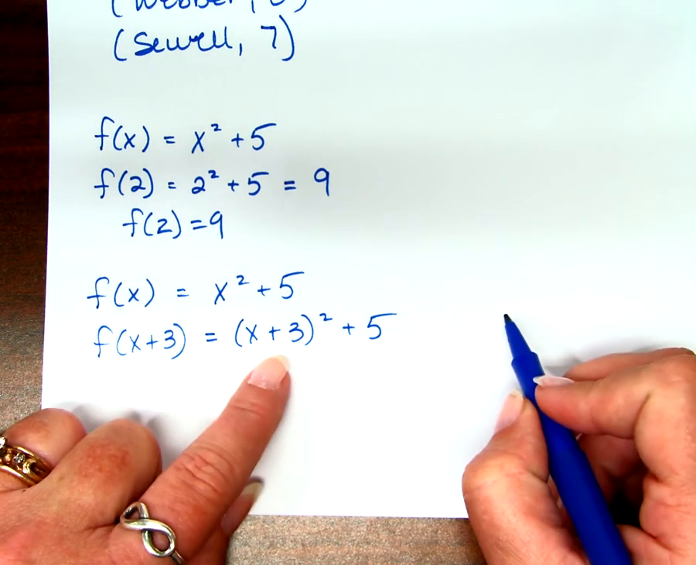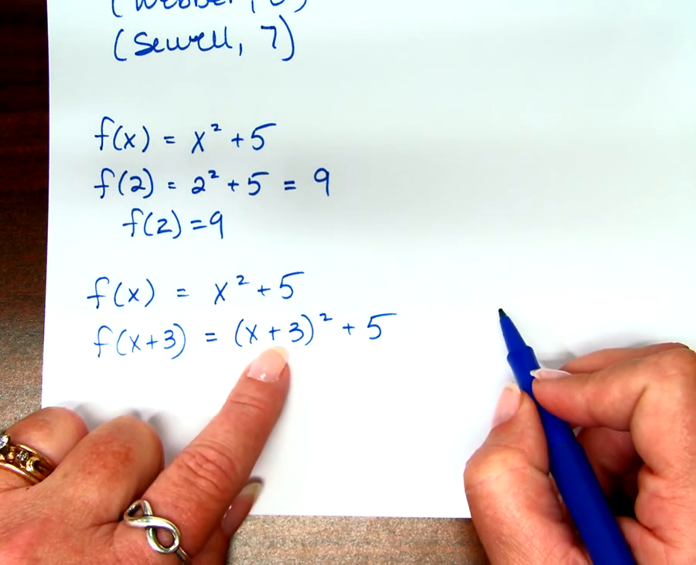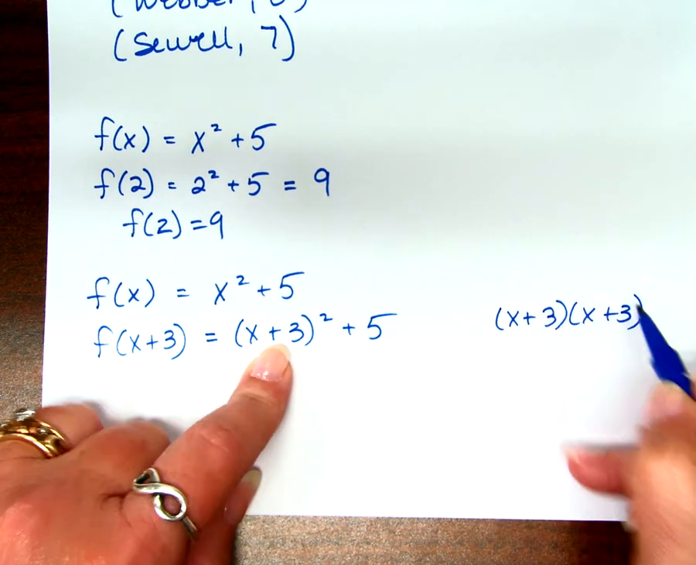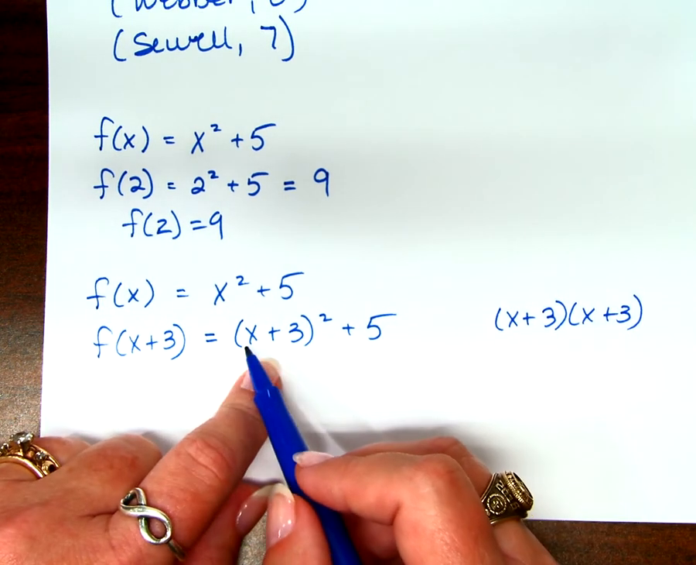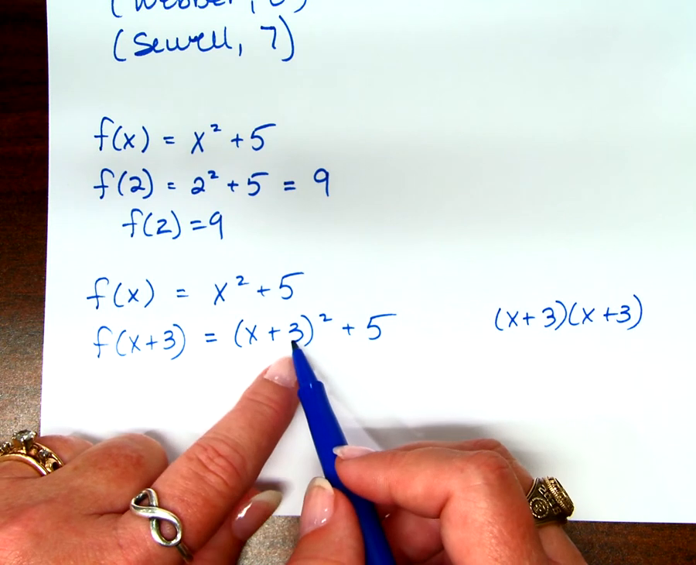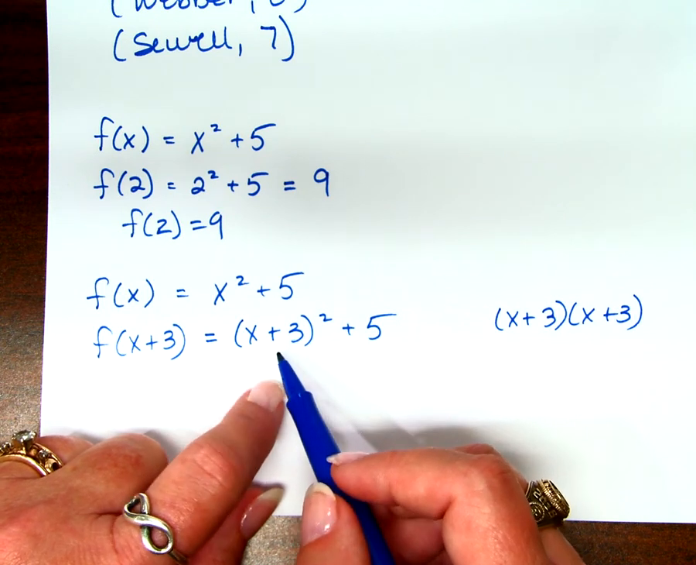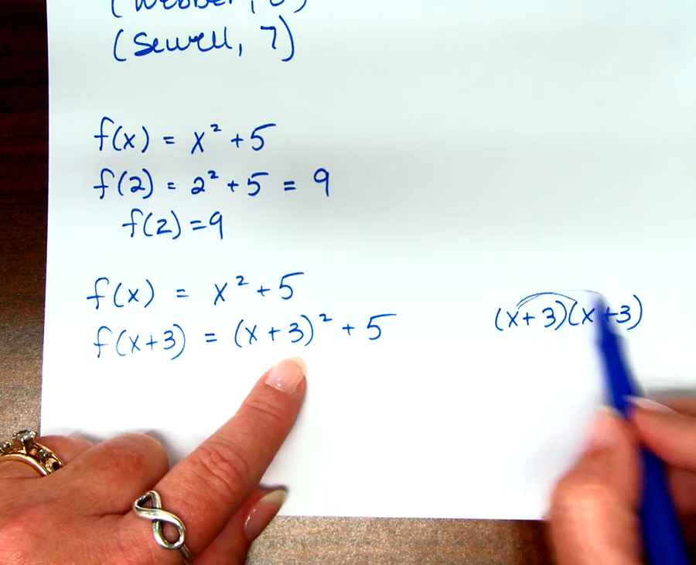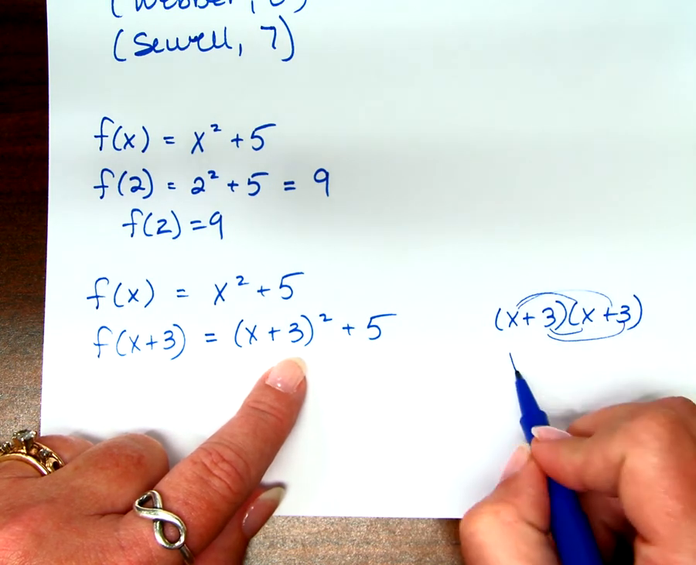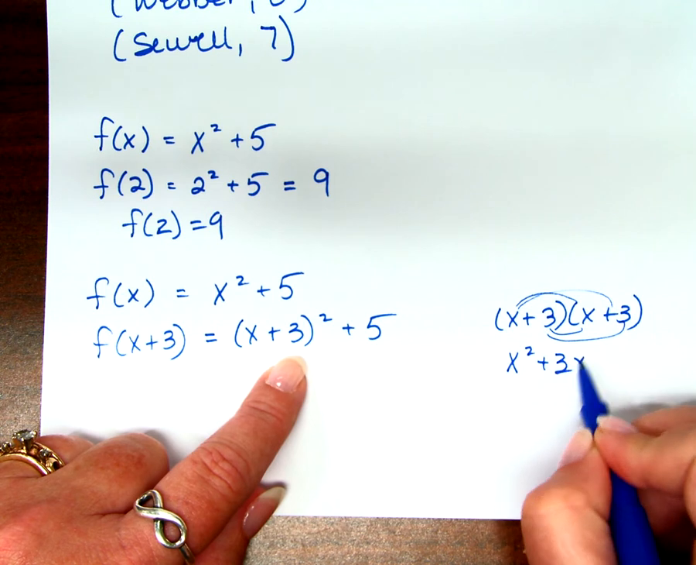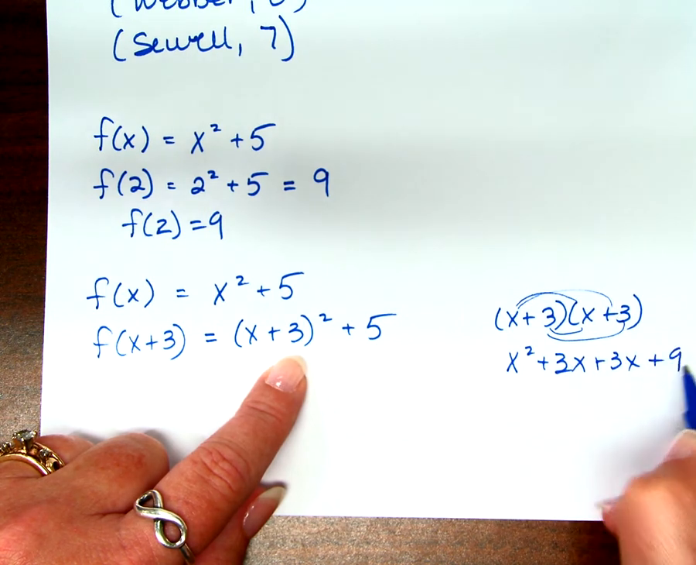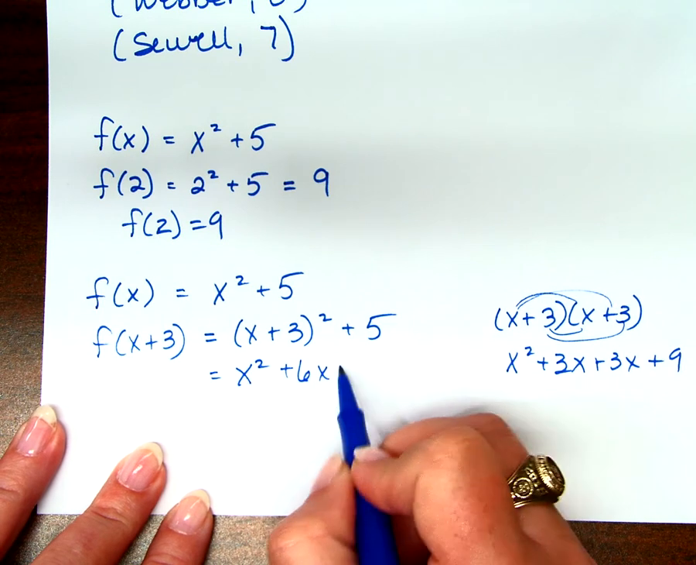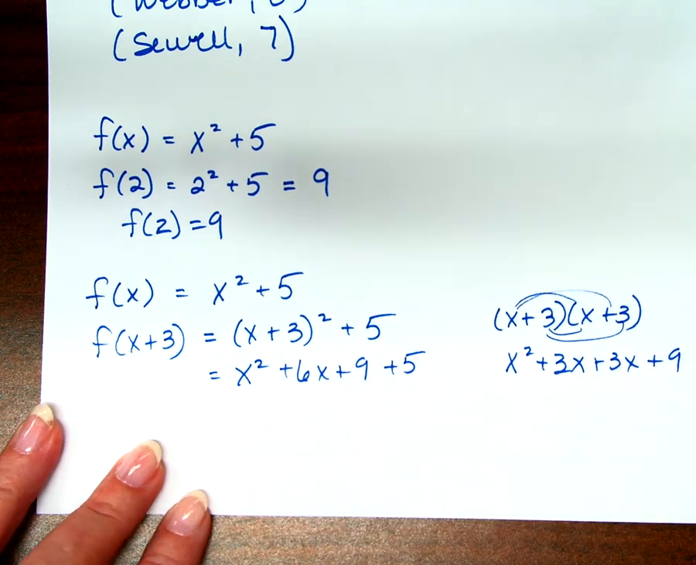So is it okay if I come over here to the side to do some scratch work? So I have x plus 3 times x plus 3, right? If you had decided to say x squared plus 9, you will get the answer wrong every time, right? Because squaring something means multiplying it by itself, which means I distribute, right? So x squared plus 3x plus 3x plus 9. So x squared plus 6x plus 9, and then plus 5.